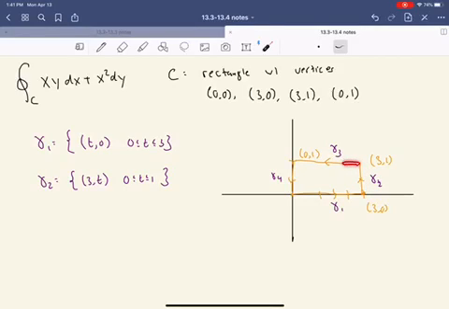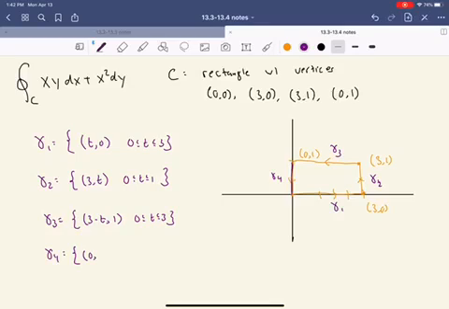Next, we're going to come this way back. So I'm going to say gamma 3 is going to be (3 minus t, 1), and t goes from 0 to 3. Finally, gamma 4 is going to be (0, 1 minus t), with t going from 0 to 1.